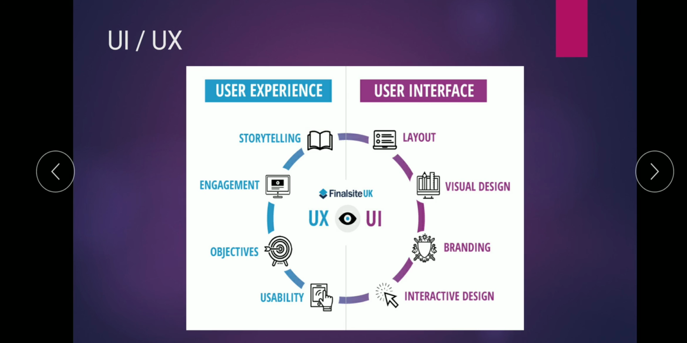User interface comes in layout, the visual design of your project, the branding, the interactive design, and in user experience it's going to be the usability, as I told you, Zomato, Uber Eats, the difference between those two apps, and the objectives, as I told you earlier, your primary objective is what must be satisfied, and then the engagement, how you engage with the people through the application, and how do you tell the story to the people. How do you pitch your product to the people so that the people start using it?